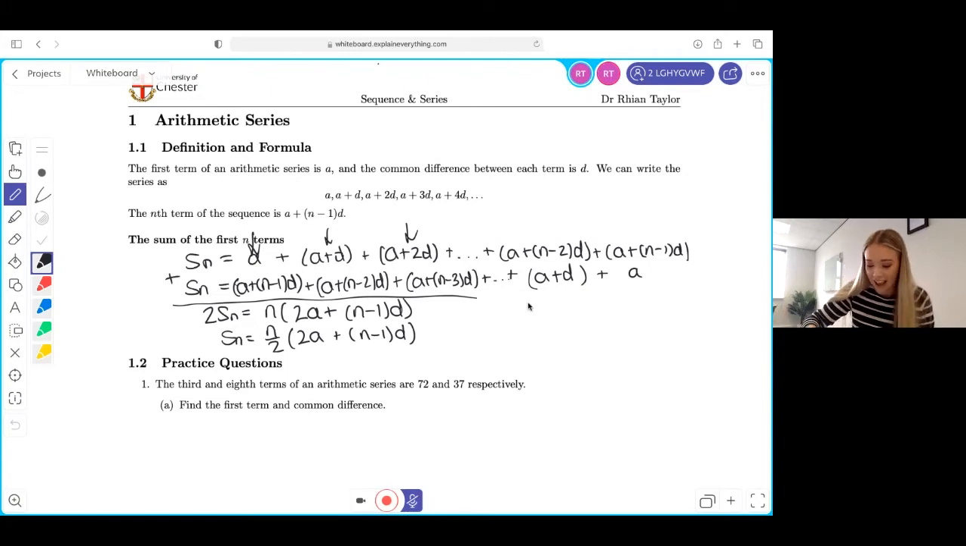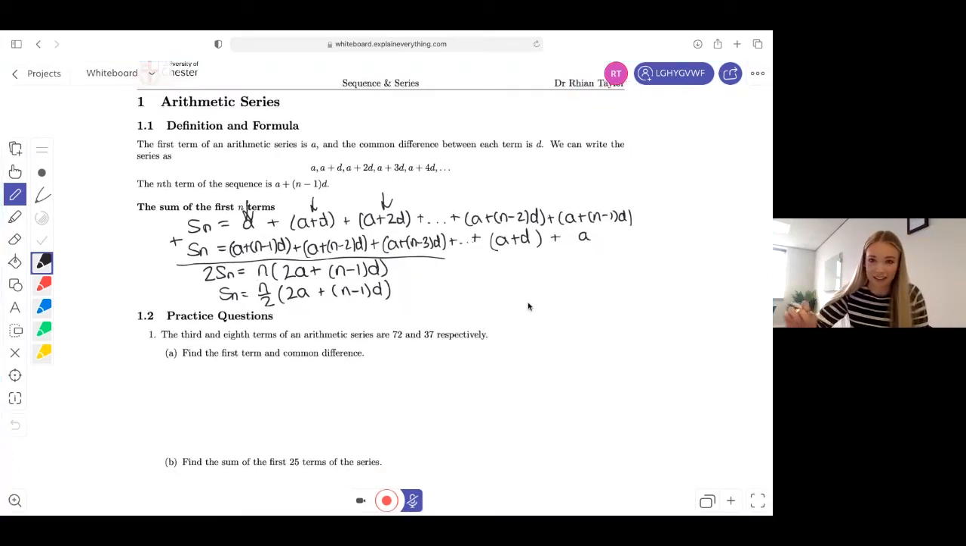So we'll go on to some practice questions. The first one is: the third and the eighth term of an arithmetic series are 72 and 37.